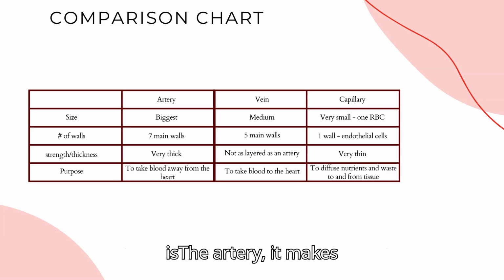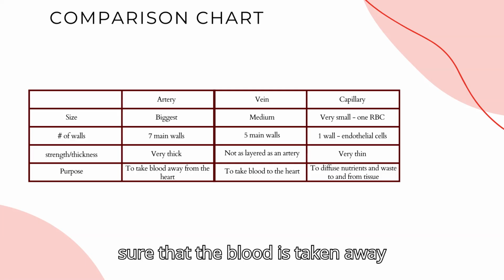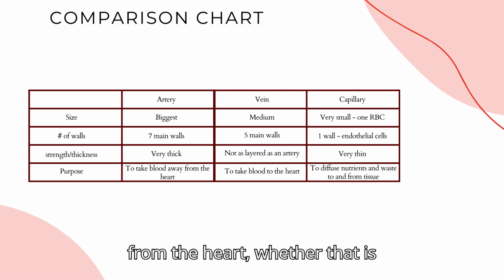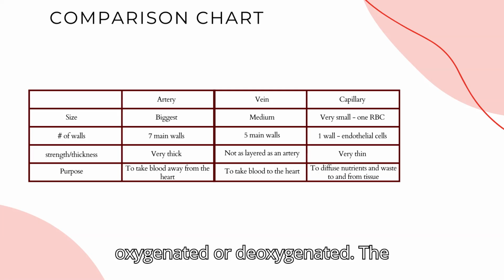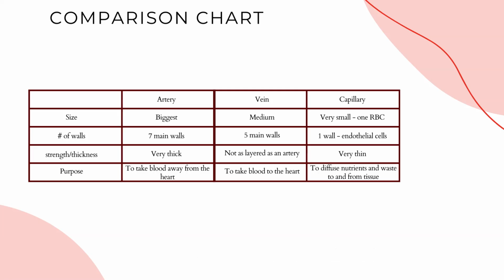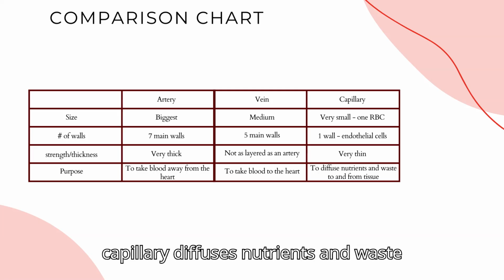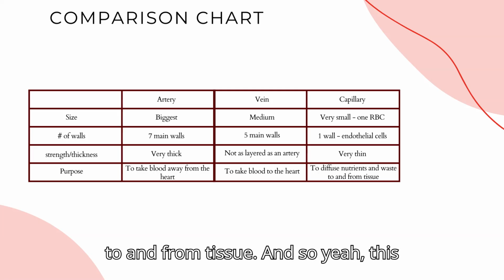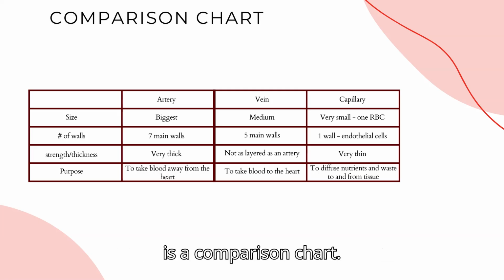And then the purpose of the 3 is: the artery makes sure that the blood is taken away from the heart, whether that is oxygenated or deoxygenated. The vein takes blood to the heart. The capillary diffuses nutrients and waste to and from tissue. And so, yeah, this is a comparison chart.